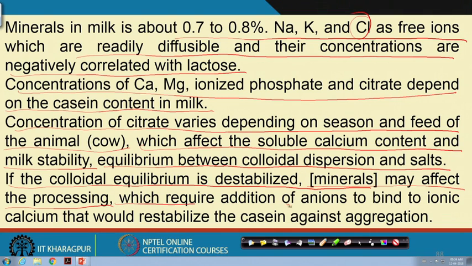Now, when you are heating, this disturbance of the colloidal solution may affect the process, because if something comes out from the medium, that is milk, then your process may be affected both in terms of heat and mass transfer. So, the destabilization of the equilibrium of the colloidal state affects your process, which requires the addition of anions to bind to ionic calcium, which would restabilize the casein against aggregation.